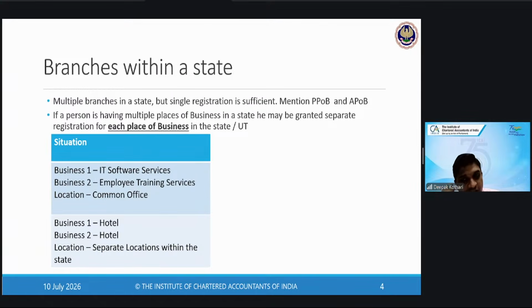So Amar is saying in the first case, one registration is sufficient. Okay. So one registration is sufficient, but if the supplier needs multiple, he can go for multiple. So that's what I'm asking. In this scenario, can he go for multiple registrations?